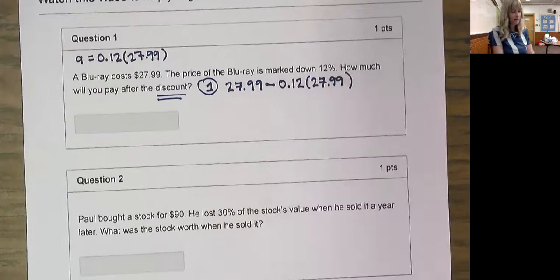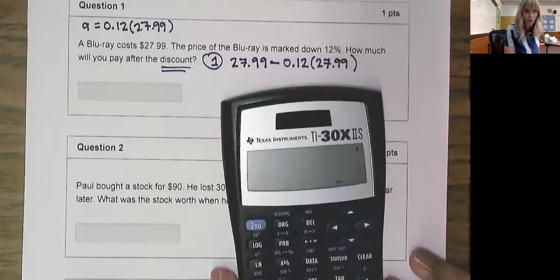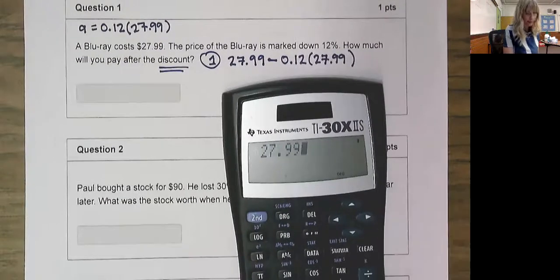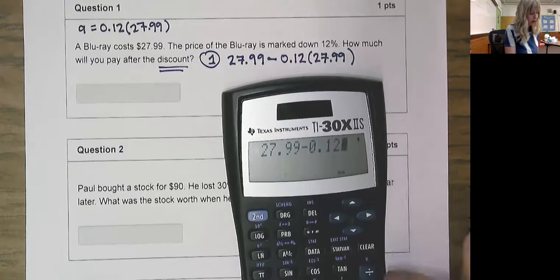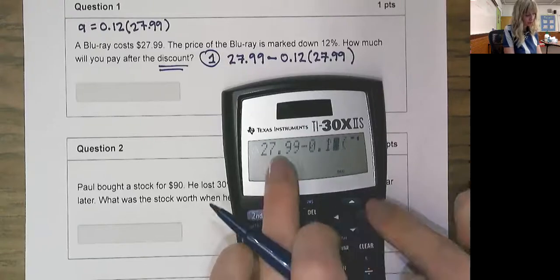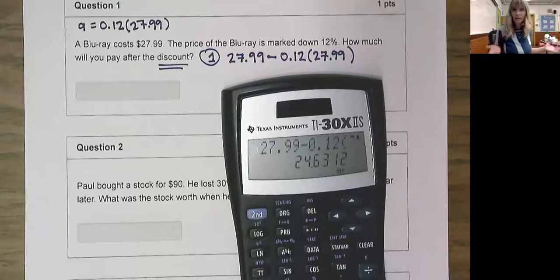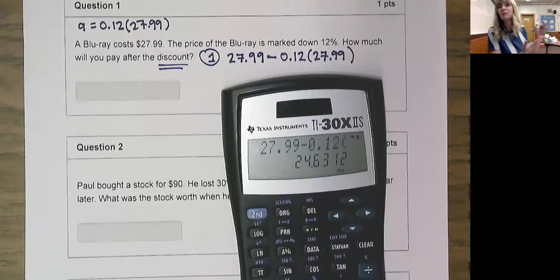That's what we were going to do anyway. I would calculate this, write the decimal down, and then go back and subtract it. But if I set it up as one mathematical expression, I can do it all at once. I can go $27.99 minus 0.12, and then hit times, or use parentheses. I like parentheses. I typed it all in. See that? The original minus 12% of the original. And now it's just done. All I have to do is round it to make sense for money.